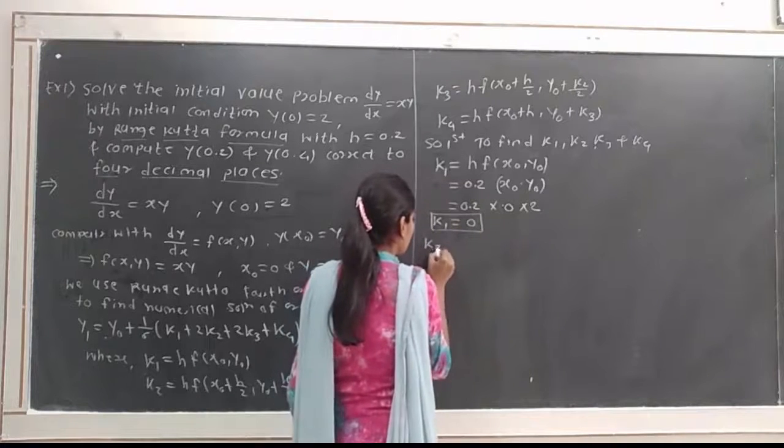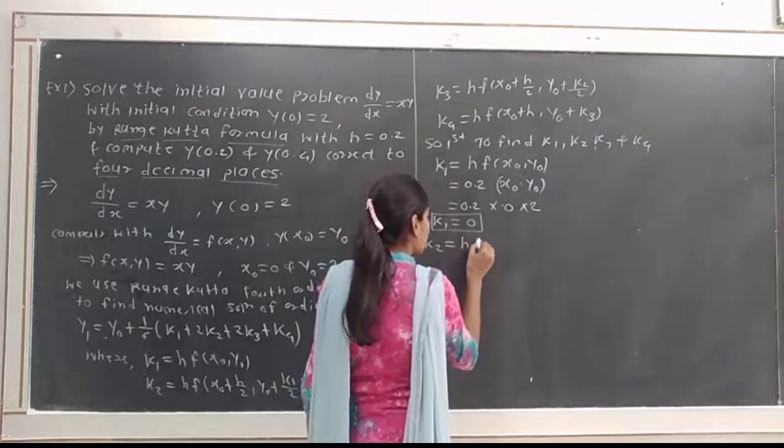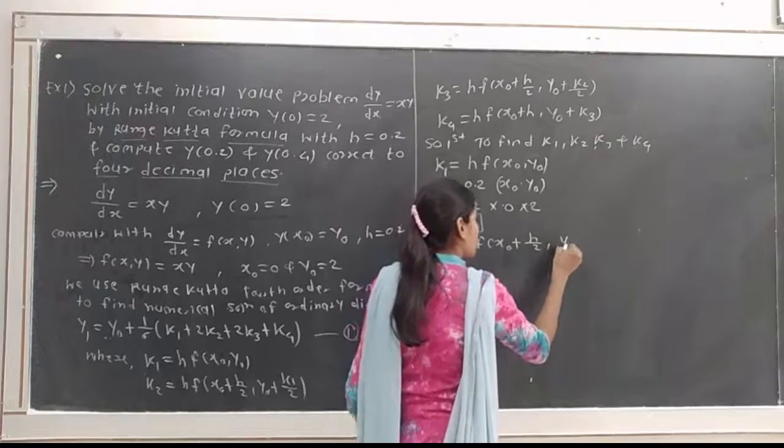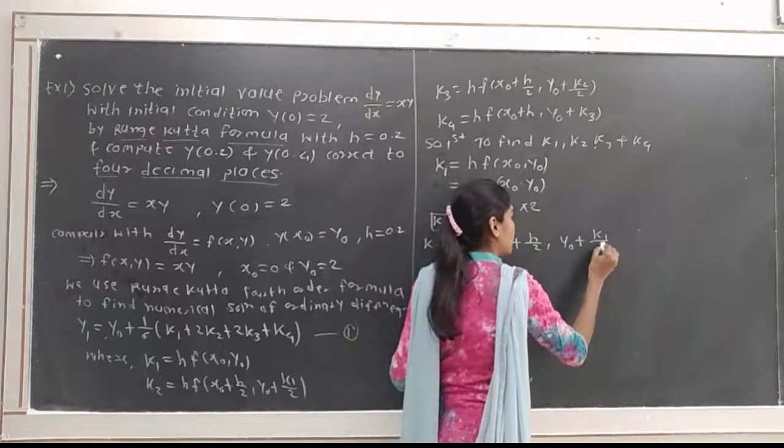Next, to find k2, k2 will be h f of x0 plus h by 2 comma y0 plus k1 divided by 2.